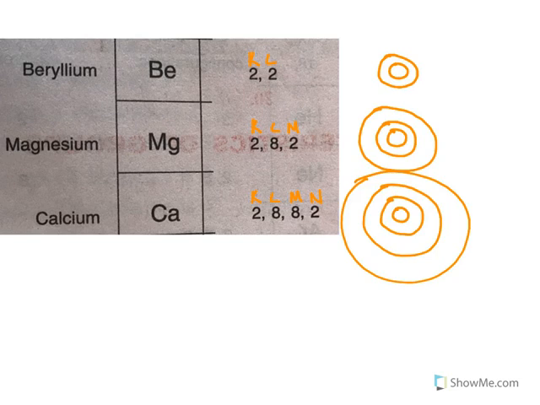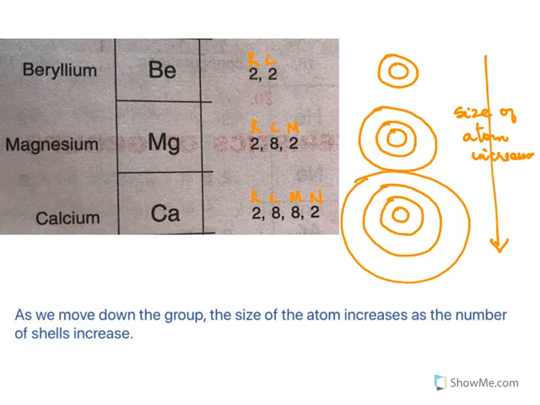So as you go down the group, the size of the atom increases because the number of shells increase. So as we move down the group, the size of the atom increases as the number of shells increase. So down the group, you have the smallest atom first, and then you have a little larger one, and it becomes even larger.